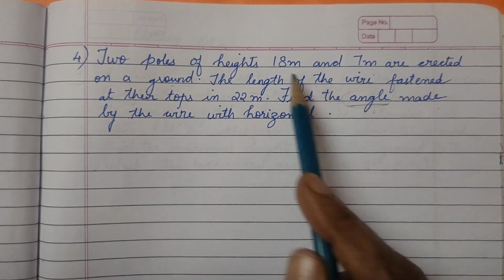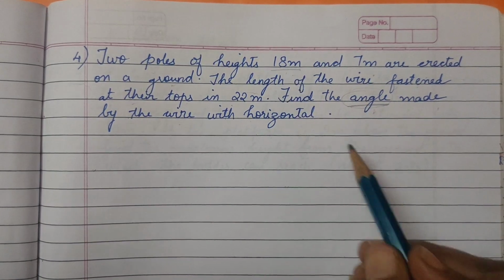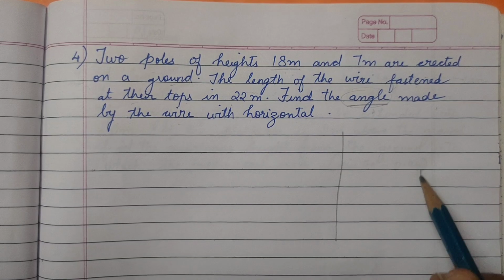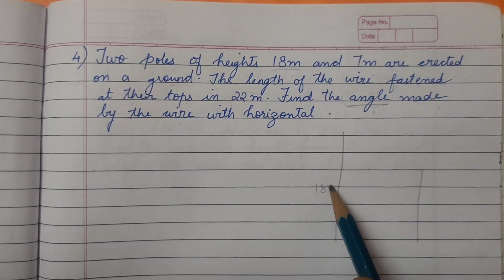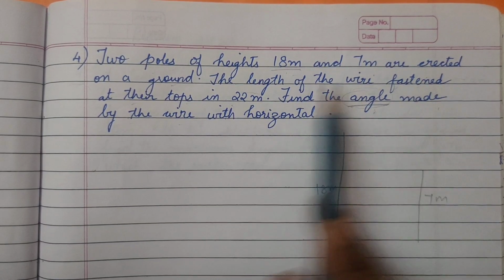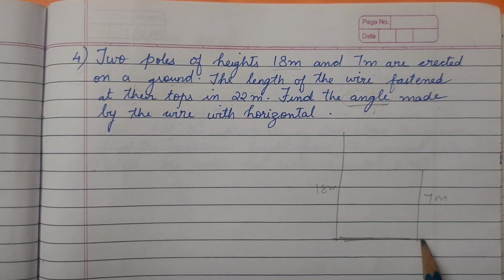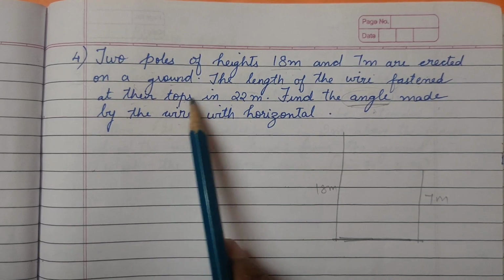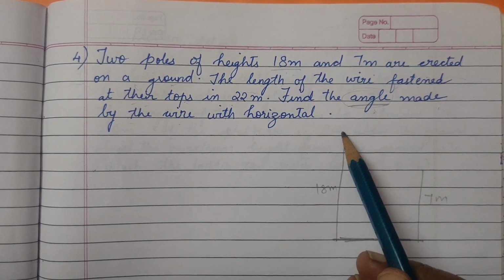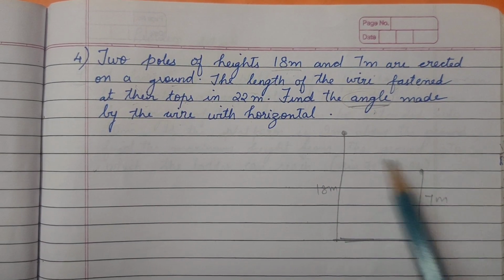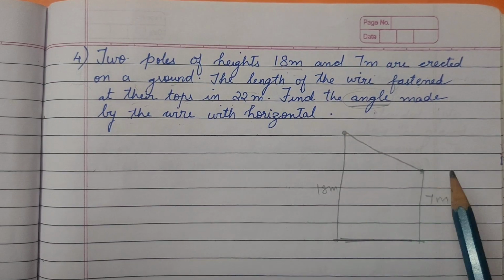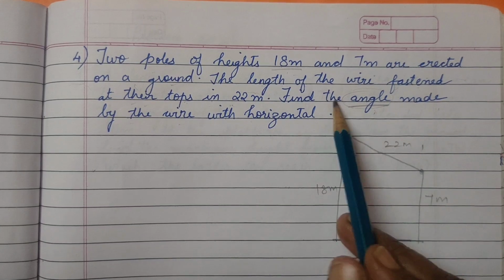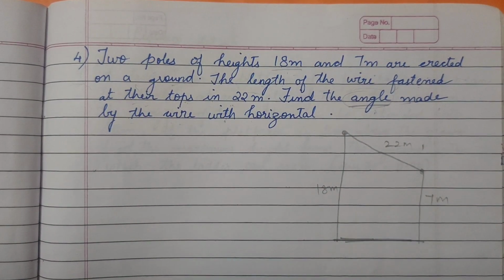See here, my dear, two poles of height 18 meter and 7 meter. 18 means one is taller, so we consider this is the biggest one and this is a small one. They said one is of 18 meter and the other is of 7 meter, erected on a ground. So this is the ground we consider. And they said the length of the wire fastened at their tops, I mean these tops, tied tight like this, we consider. And this is 22 meter they said.